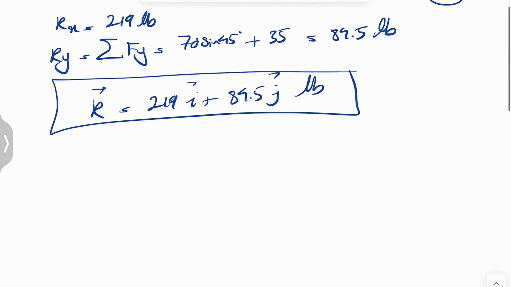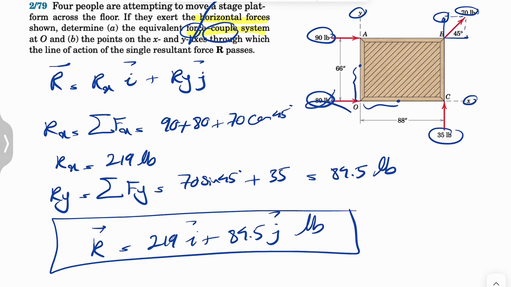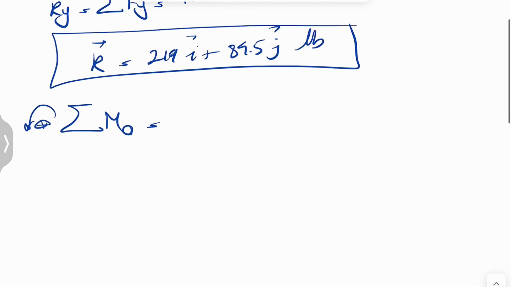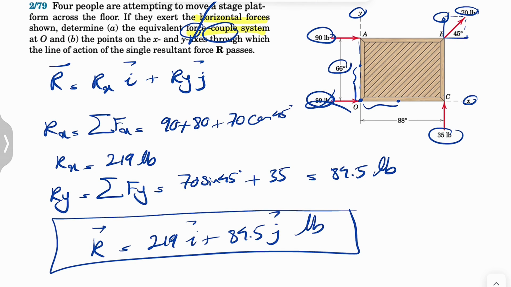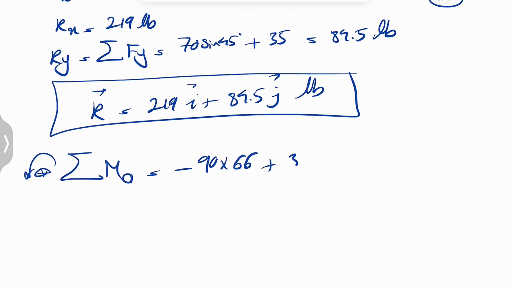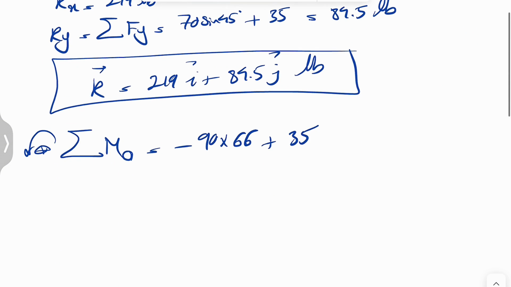So the force couple system, the force part is done, and now we have to figure the couple out about point O. So we are looking for sum of all moments about O, counterclockwise positive, our sign convention. The moment of 80 pounds about O is going to be nothing because the distance vector is 0. We have the 90 pounds, which makes a clockwise moment, so negative 90 times the vertical distance from O to the line of action, which is 66 inches. We have the moment of 35. This one, as we can see, about O is going to make a counterclockwise moment, so plus 35 times the vertical distance from O to the line of action. This is going to be 88.